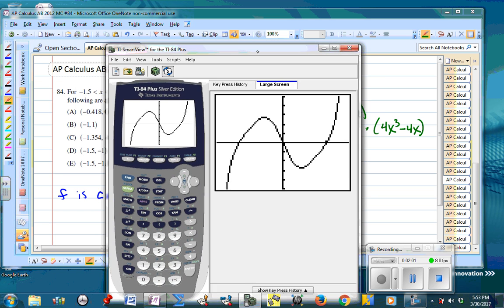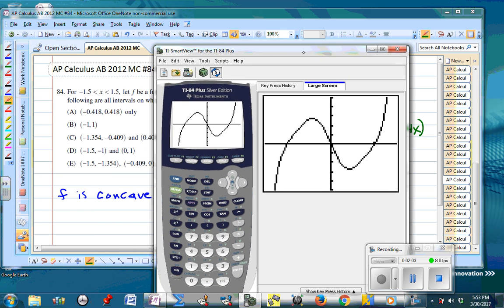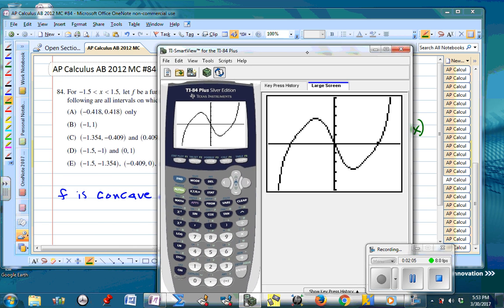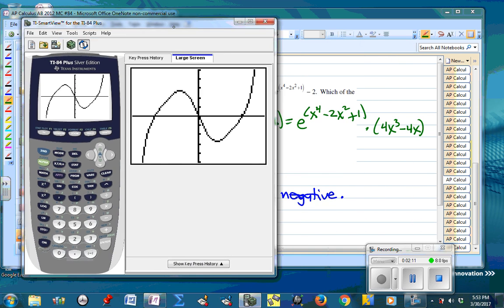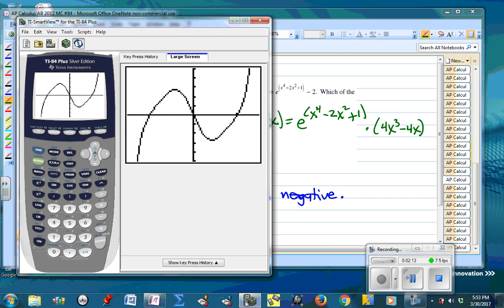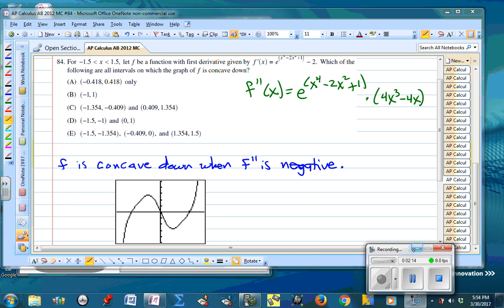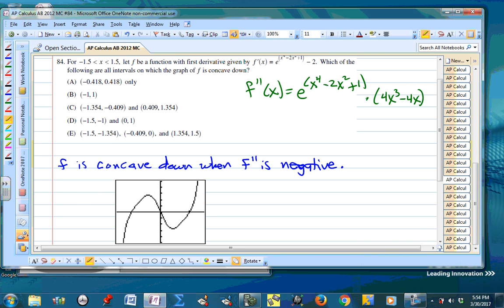All right, so here we go. It looks like we got two possible intervals here. Let's take a look. Okay, here's a graph of f prime prime. You can see that we have negative values in one interval and negative values in another.